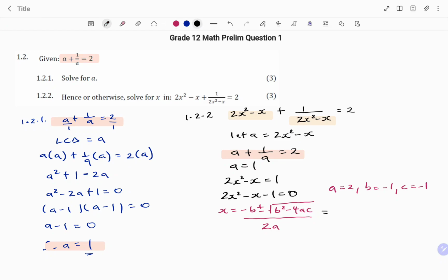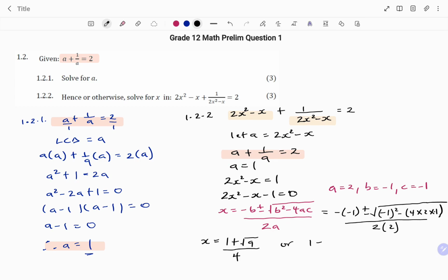So slotting that back into the quadratic formula, I have minus b, that's minus in bracket, minus 1, plus or minus the square root of b squared, that's minus 1 all squared, minus 4 times a times c, that's minus 1, all divided by 2 times a, which is 2. If I simplify that, I'm going to have x equals 1 plus the square root of 9 divided by 4, or 1 minus the square root of 9 divided by 4. The square root of 9 is 3. 3 plus 1, 4. 4 divided by 4, I have x equals to 1, or x equals to, that's minus 1 over 2.